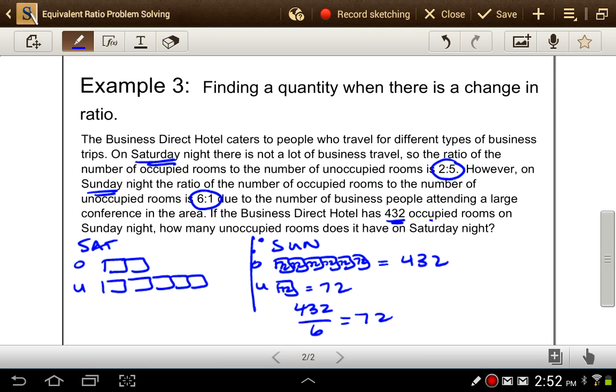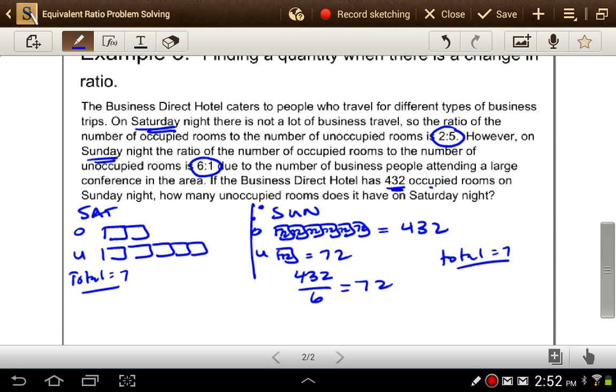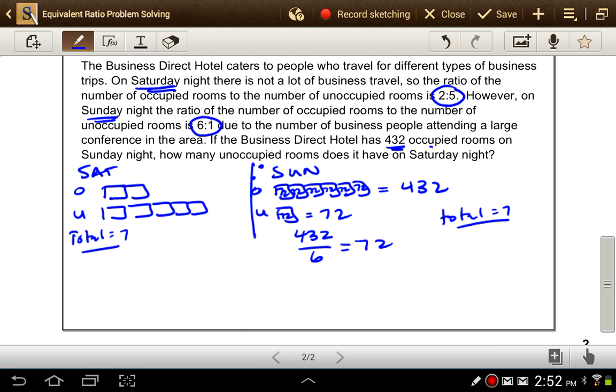Now how do I use this information to find my Saturday night? Well, if you look at the total, the total of this number is 7. The total of this number is 6 plus 1, which is also 7. Because they have the same total, I can use that same 72 for each section in here. So these, because they both have 7 sections, each section is 72. So now I can find my answer.